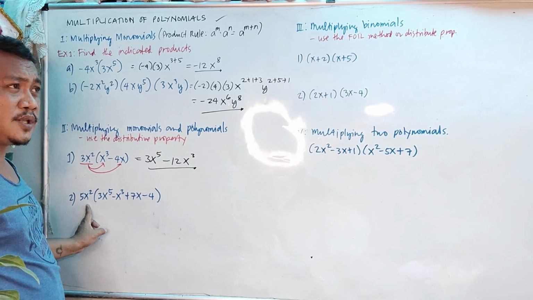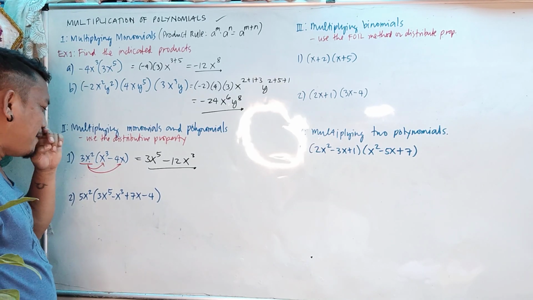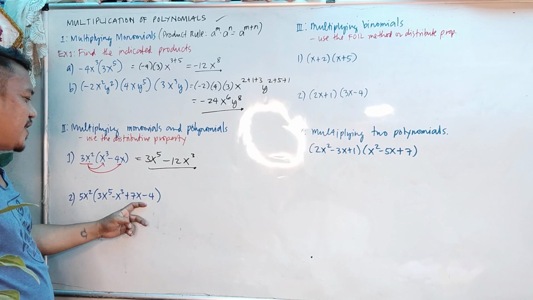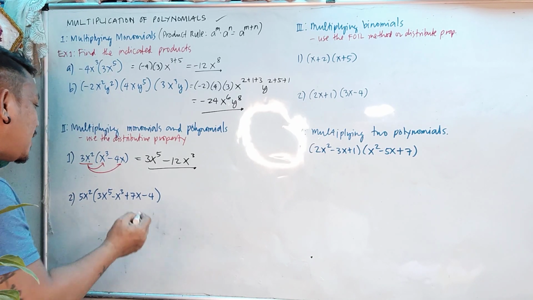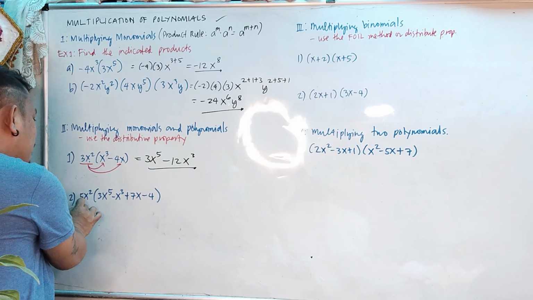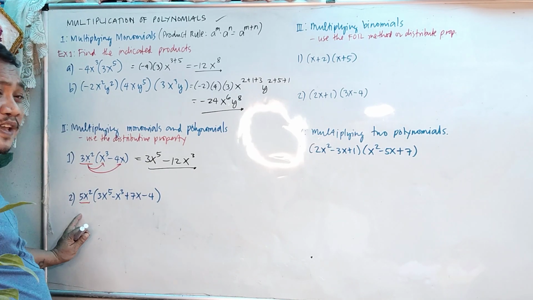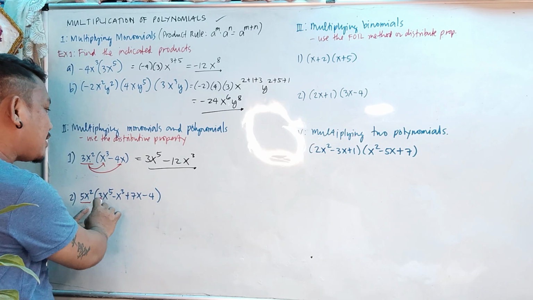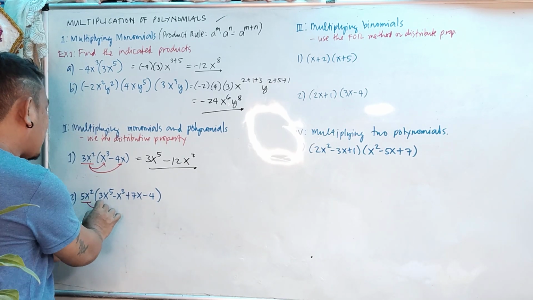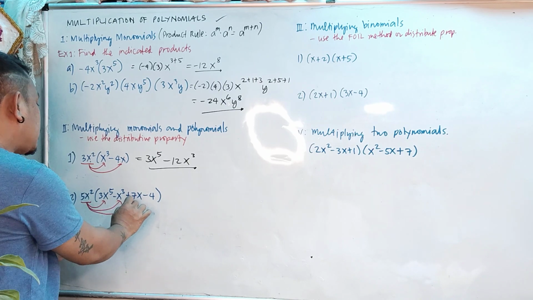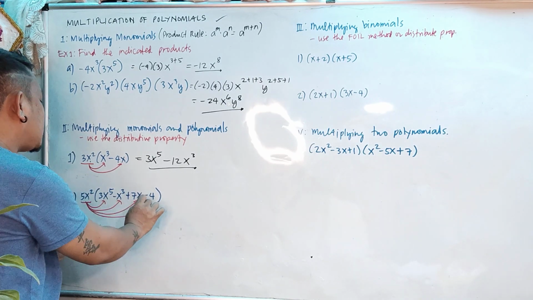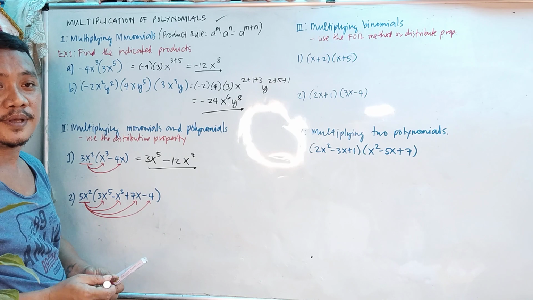Given 5x squared times 3x to the 5th minus x cubed plus 7x minus 4. Okay. Using the distributive property, i-distribute na to. Buot pasabot sa distribute, kani si 5x squared, i-multiply nato to each term. Multiply nato siya diri, multiply nato siya diri sa second term, multiply nato sa third term, i-multiply nato sa fourth term. Okay.